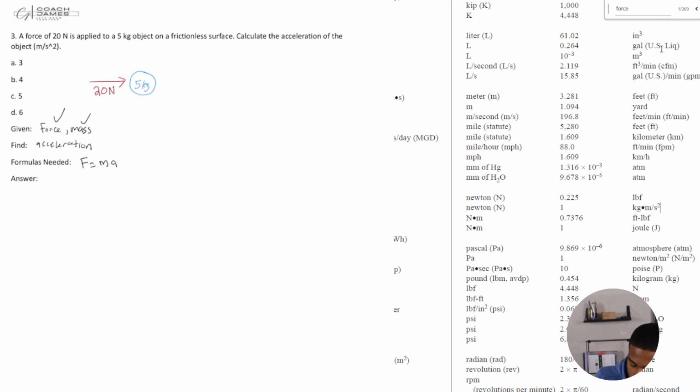So the answer is going to be, I know force is 20 newtons, and I know that my mass is 5 kg, and I'm left with A. A is equal to 4 meters per second squared, or B. Ready? Good stuff, good stuff.